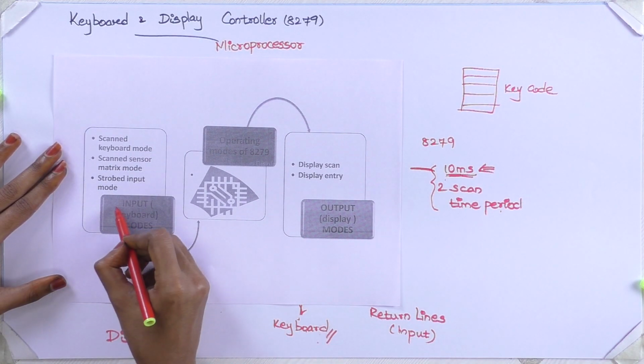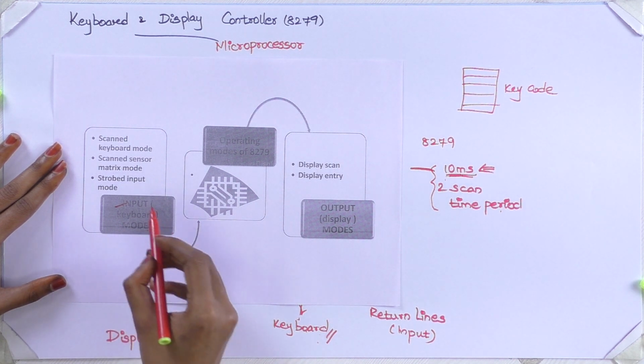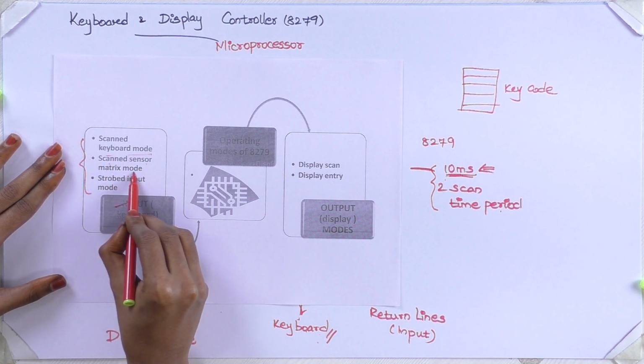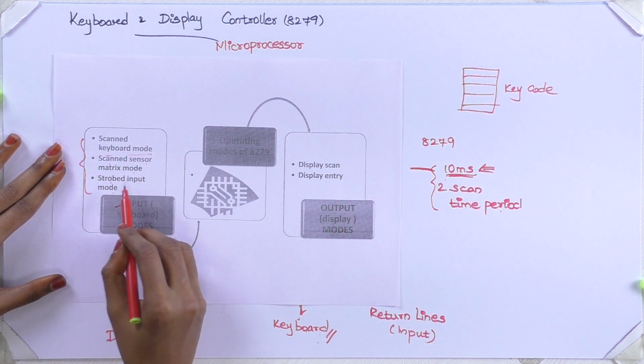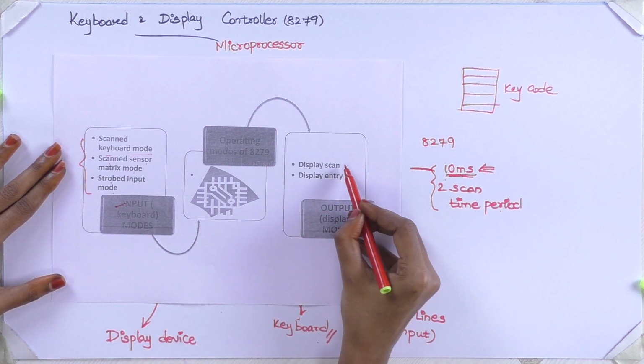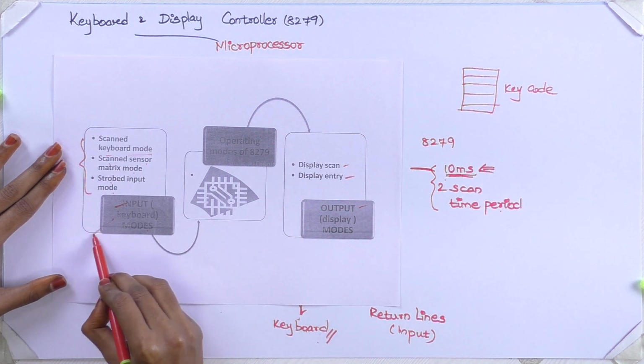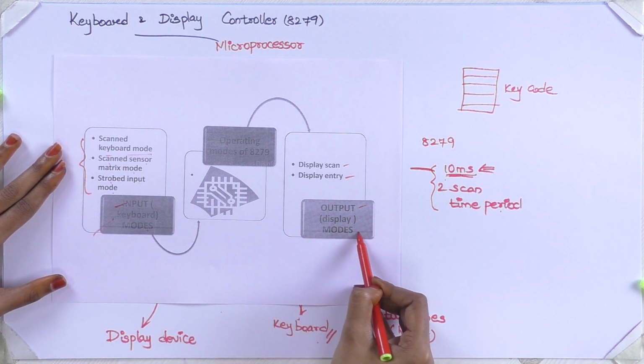As I have already told you, it has two segments: one is keyboard, the other is the display segment. The keyboard is input and has three modes, and the display is output and has two modes. First we will see the input keyboard modes. Here we have three modes: scanned keyboard mode, scanned sensor matrix mode, and the third one is strobed input mode. For output you have display scan mode and display entry mode. First we will see the input modes one by one, then we will discuss the display modes.